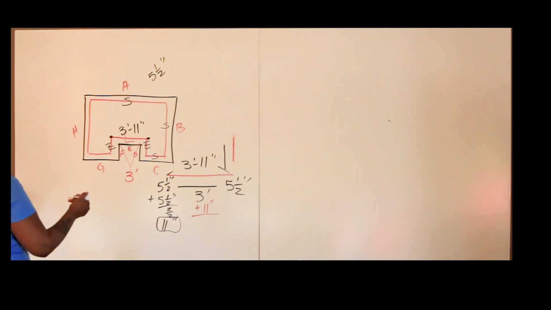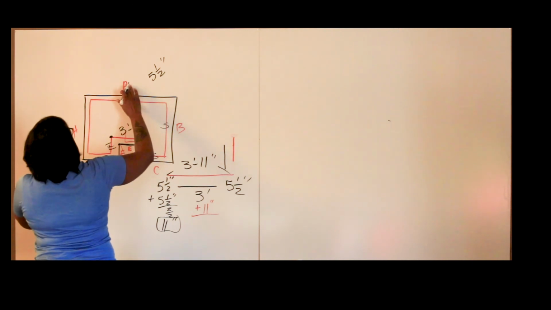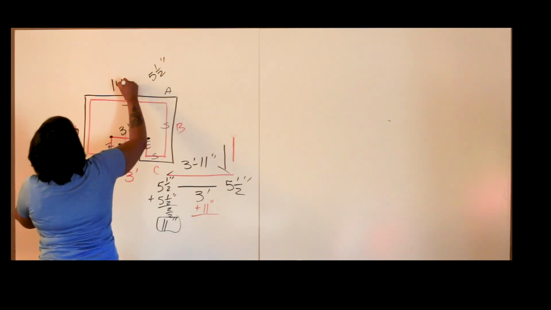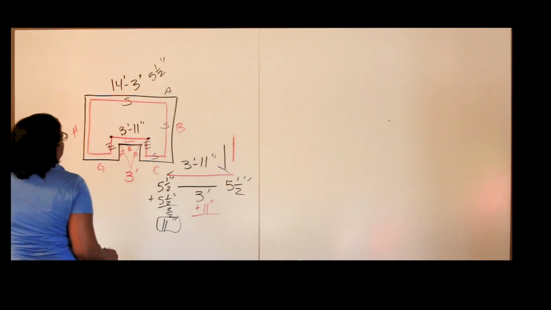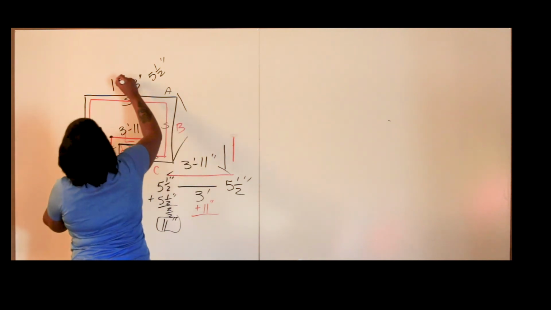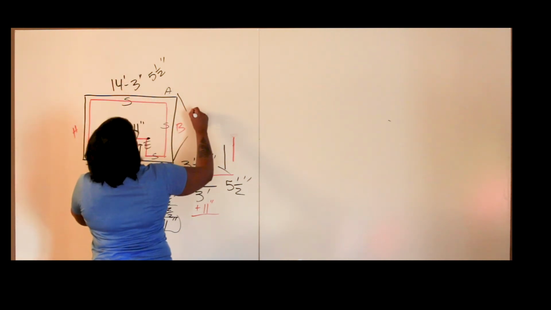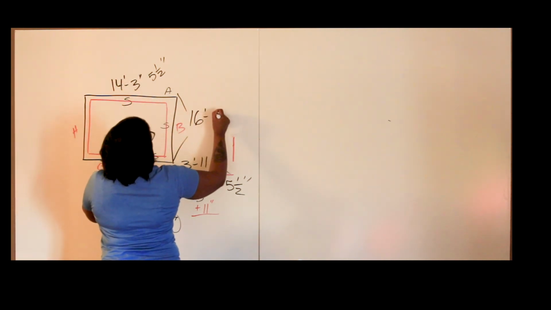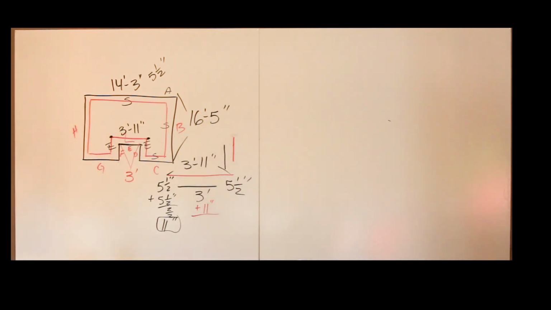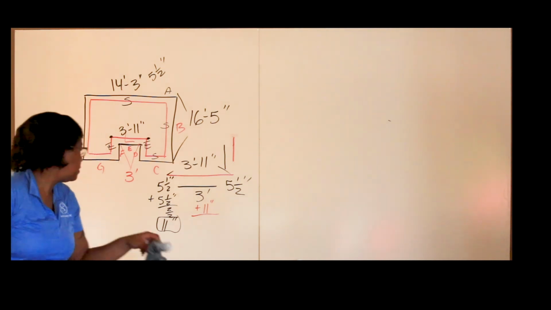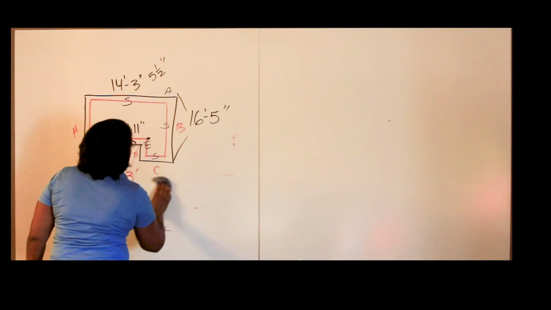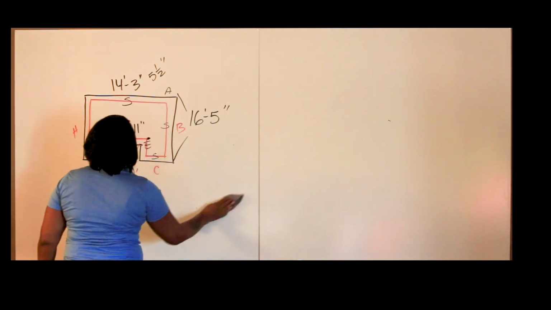So let's throw some measurements in here really quick. Let's say that side A is 14 feet, 3 inches. Let's say the side B is 16 feet, 5 inches. All right? And let me clean this up a little bit. Let's clean it up.